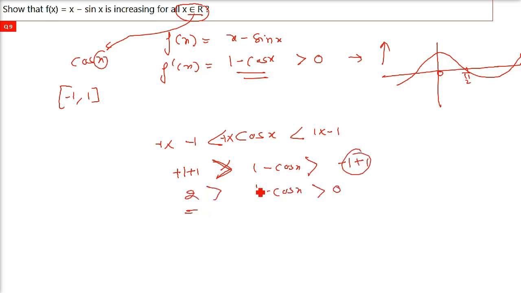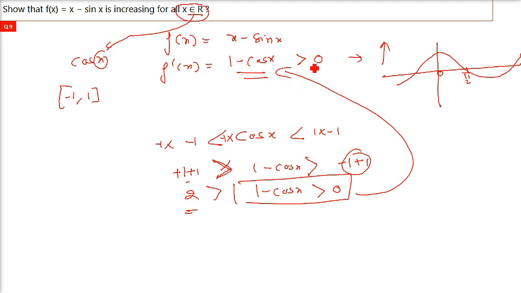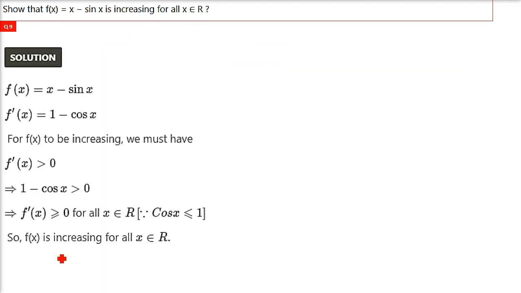So forget about the left part. Just concentrate on the right part, that is 1 minus cos x greater than 0. I told you earlier, if 1 minus cos x or f dash x is greater than 0, that is going to be increasing in all the real numbers. This is the answer. Now let me show you the solution here.